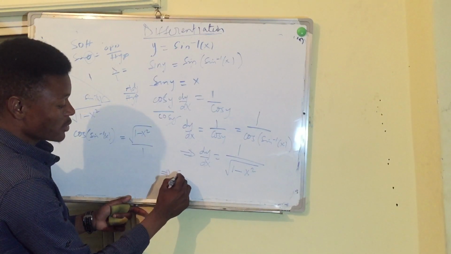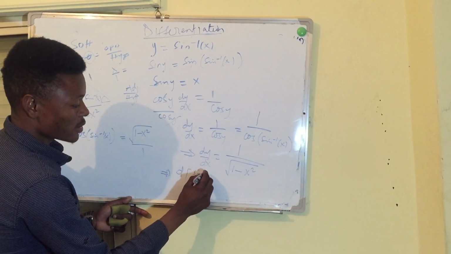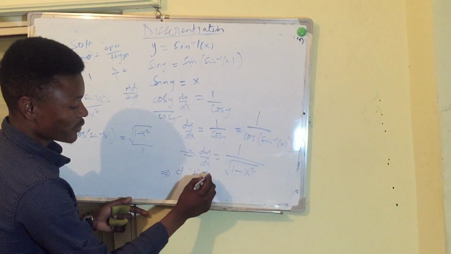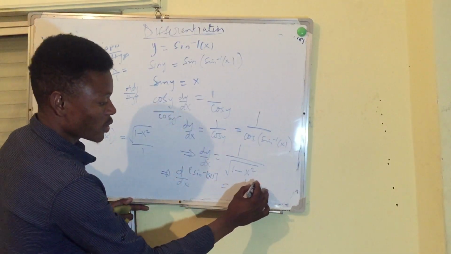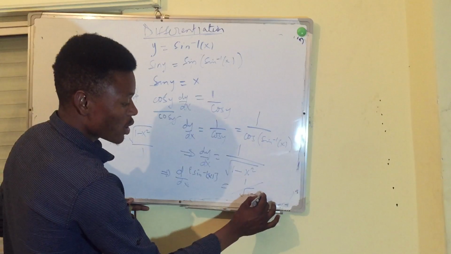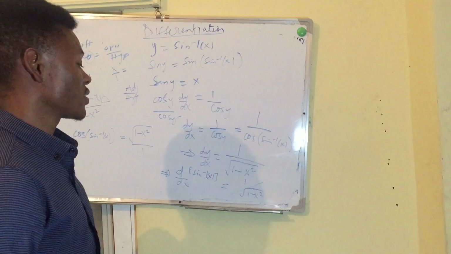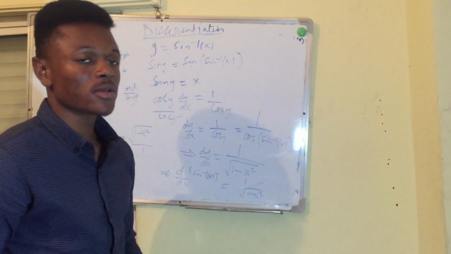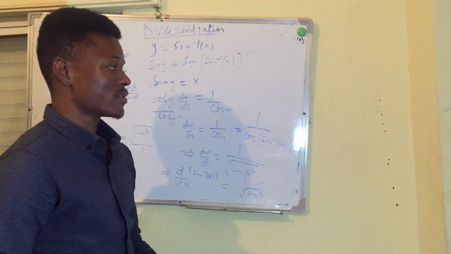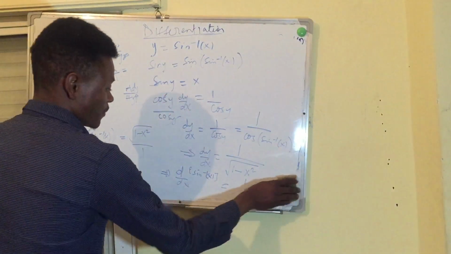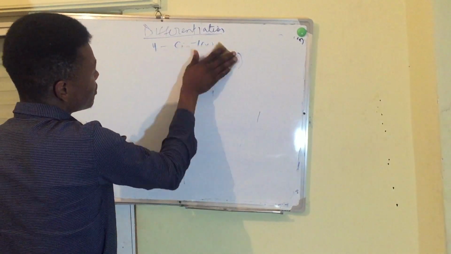What this means is that the derivative of sine inverse of x with respect to x is 1 all over root of 1 minus x squared. So the derivative of sine inverse of x is simply 1 all over root of 1 minus x squared. So using this method, you can find cos inverse of x, tan inverse of x, and others. So this is it. Let us quickly solve one more example.